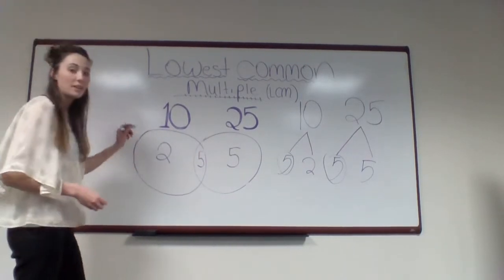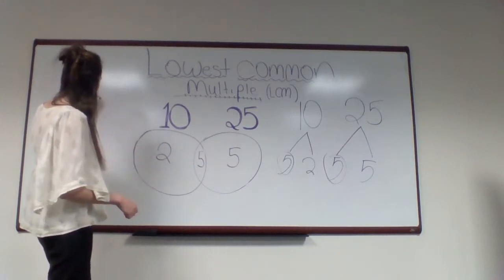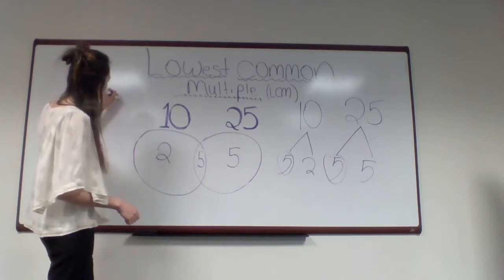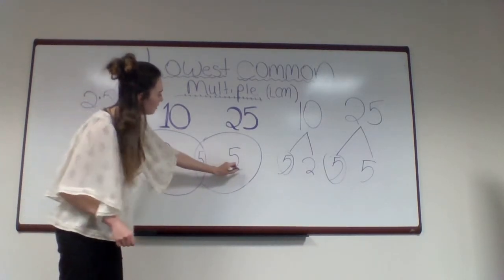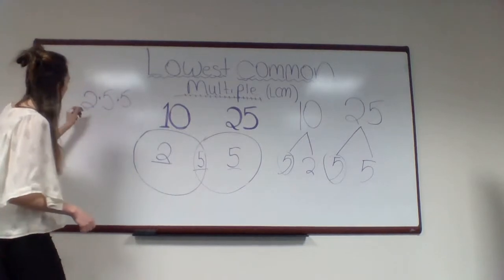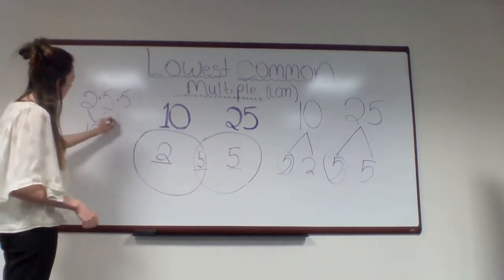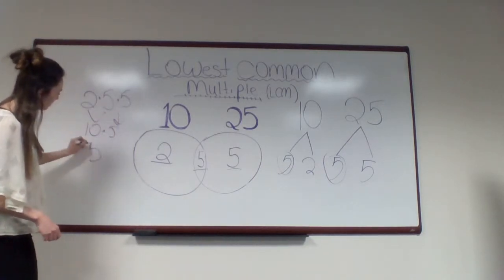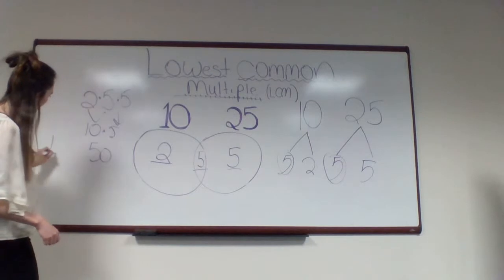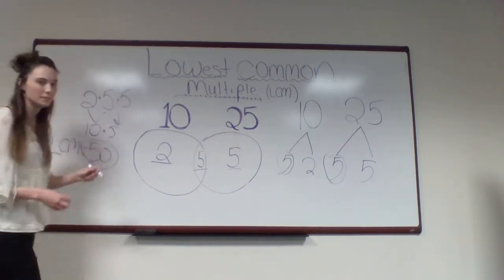So what we're going to do to find the lowest common multiple is multiply 2 times 5 times 5. So we're multiplying 2 times 5 times 5. And 2 times 5 is 10. Times 5 is going to be 50. So our lowest common multiple is 50.